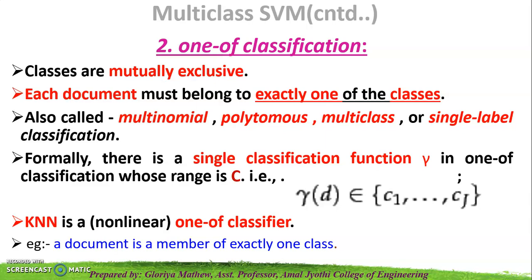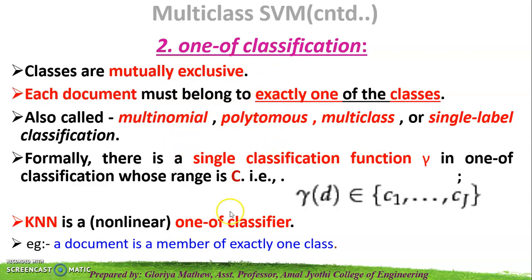The second method is one-of classification. In this case, the classes are mutually exclusive. That means each document must belong to exactly one of the classes. It is also called multinomial, polytomous, multiclass, or single-label classification.